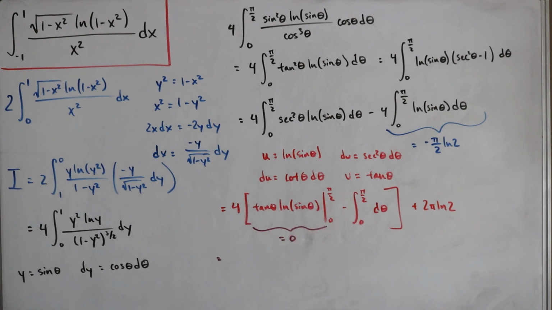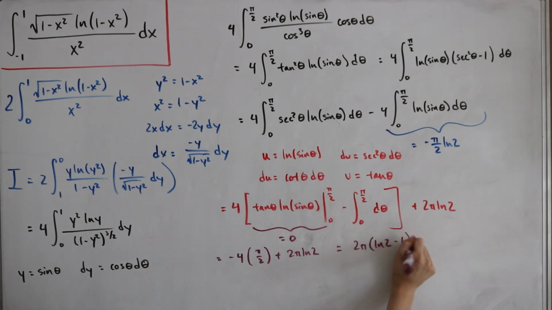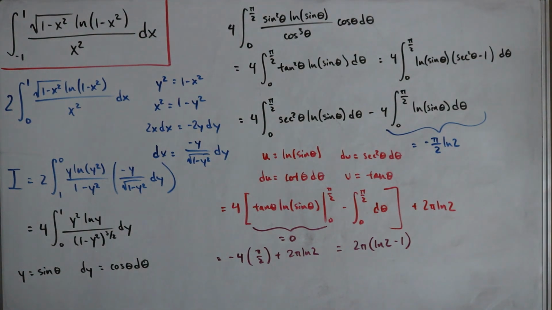And then over here, that's pretty easy to calculate. So that's negative 4 and then multiply by, just plug in the bounds, so pi divided by 2 and then 0, so 0. And then add this 2 pi natural log of 2. Therefore, the final answer is simply 2 pi. I actually took a step ahead and distributed, multiplying by the natural log of 2, and then subtract 1. So with that, that is our final answer to our integral.